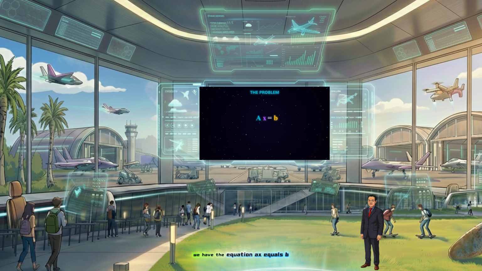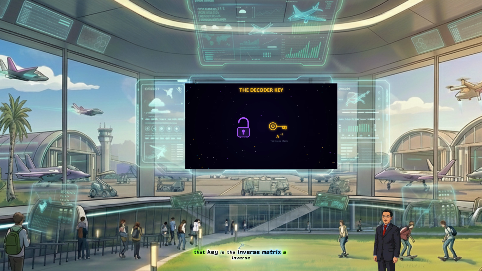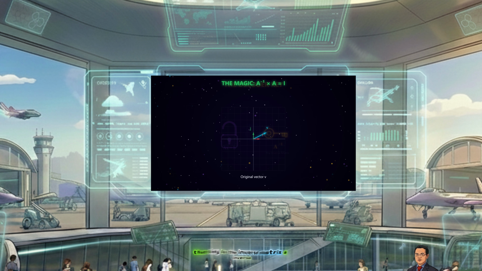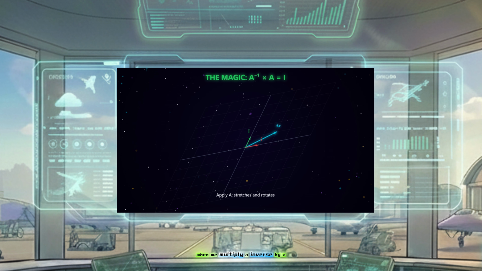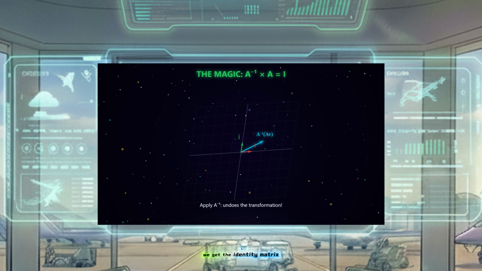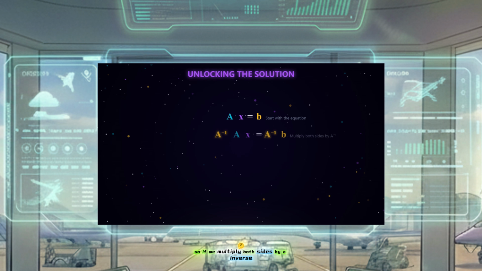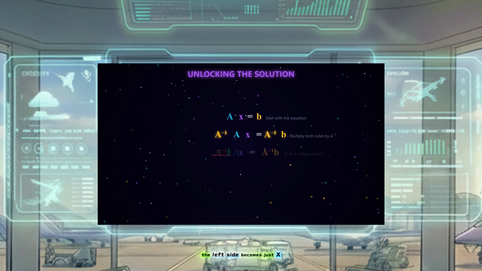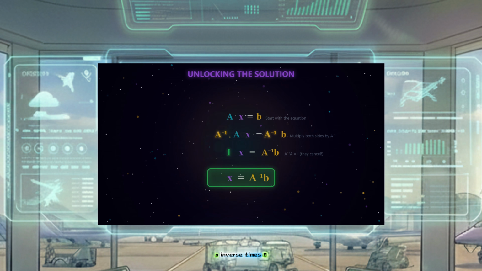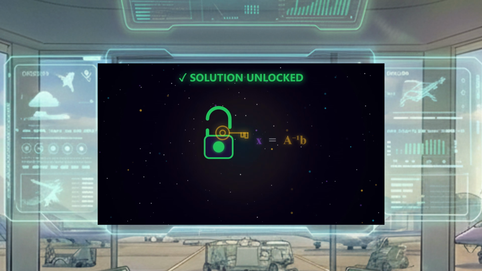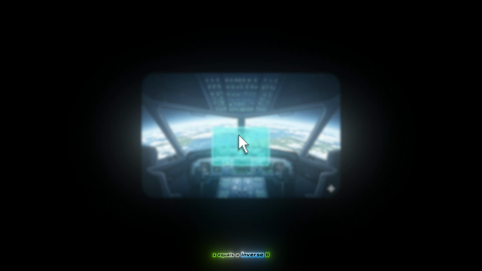We have the equation Ax equals b. But how do we find x? We need a key, something that unlocks the solution. That key is the inverse matrix, A inverse. When we multiply A inverse by A, we get the identity matrix. It's like multiplying by 1. So if we multiply both sides by A inverse, the left side becomes just x, and the right side, A inverse times b. That's our solution. X equals A inverse b.